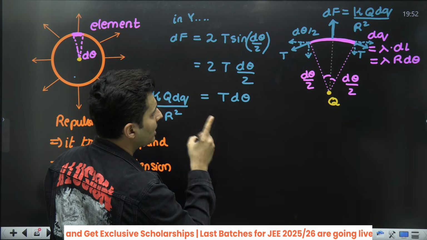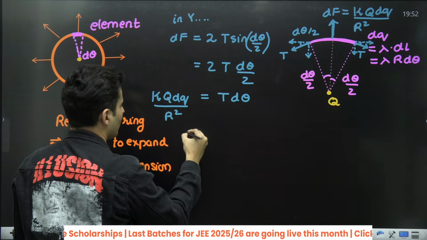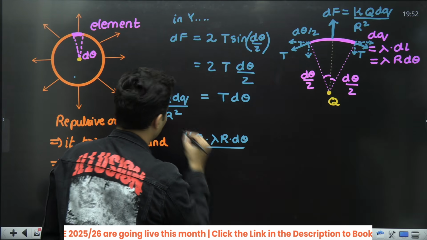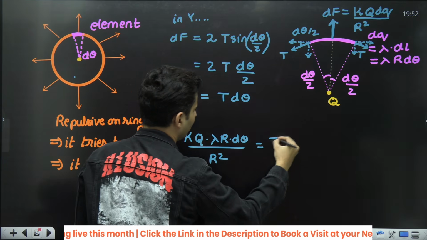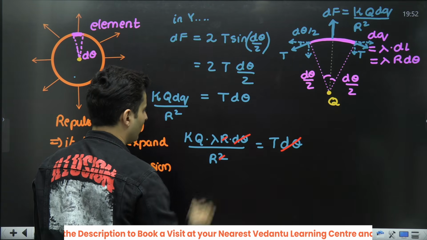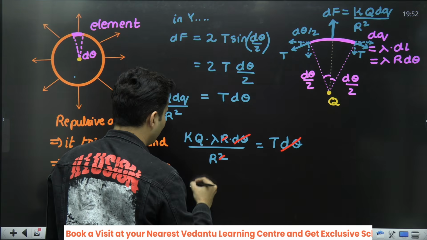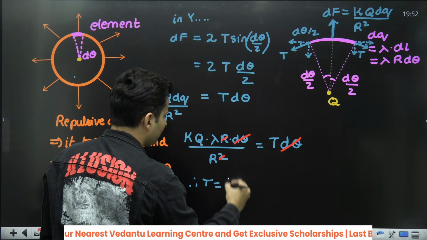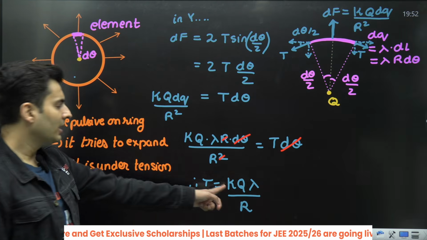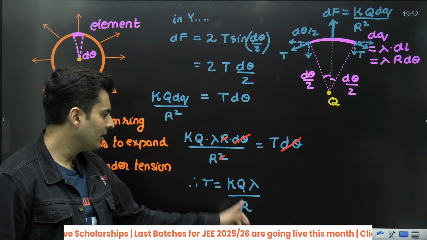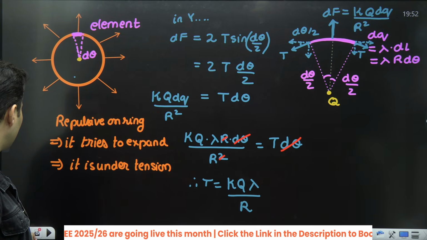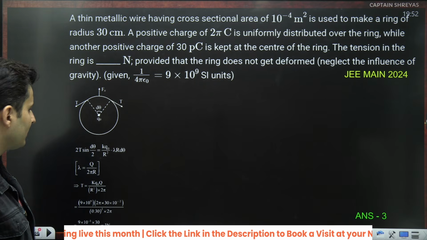But dq was lambda R d theta. So dq was lambda capital R d theta, the whole thing divided by r square, and over here T d theta. Now you can obviously see d theta and d theta cancel, this R also cancels. So I'm just left with tension. So tension will be k q lambda divided by r. k is 9 into 10 to the power 9. q is given. r is the radius. Lambda is also given because you know how much charge is distributed per unit length. That's it. Putting it in, you will get the answer as 3 newton.